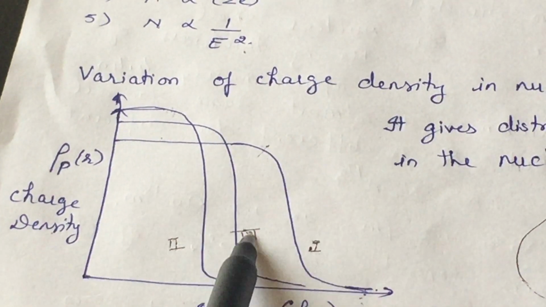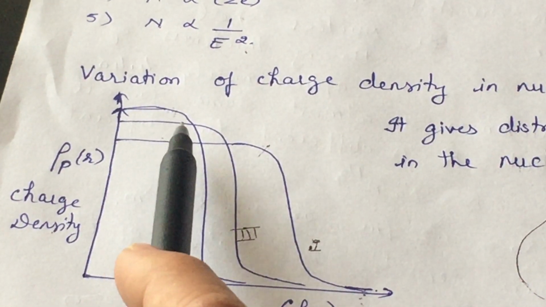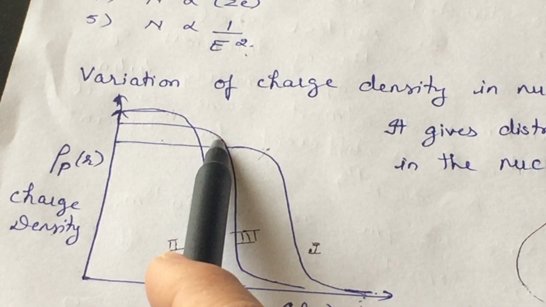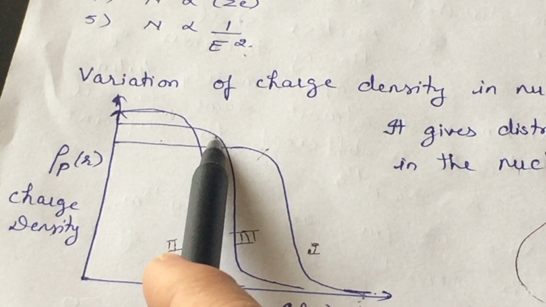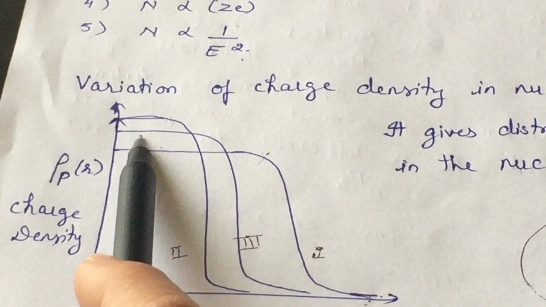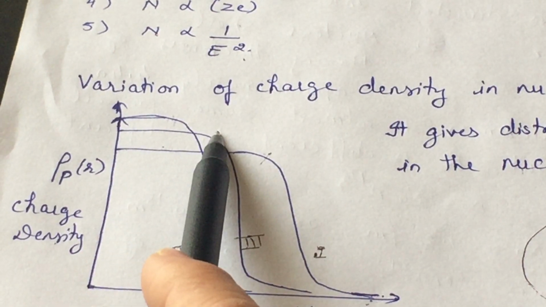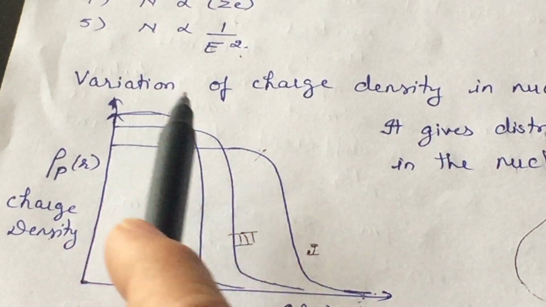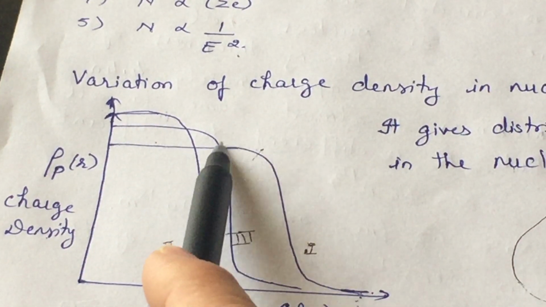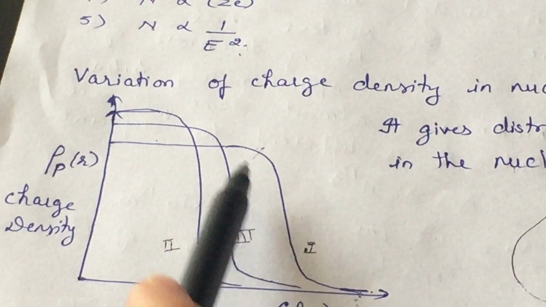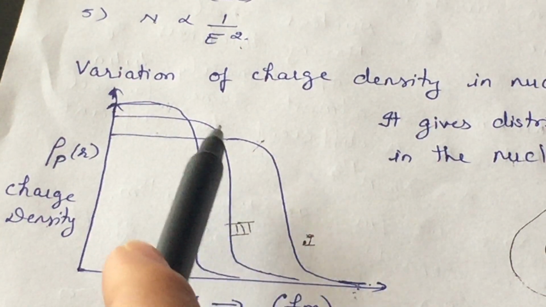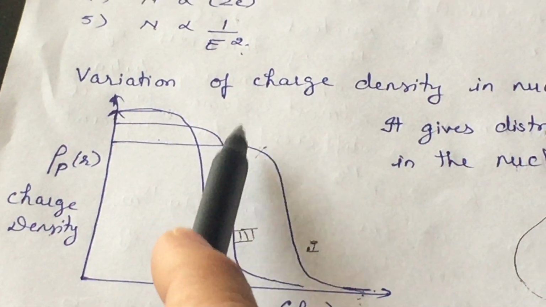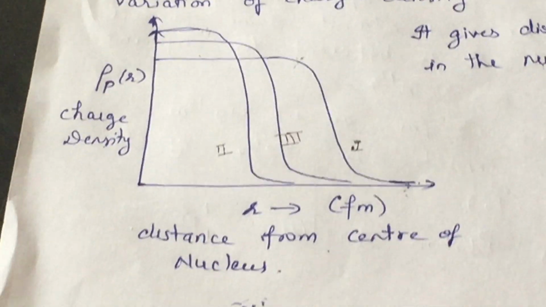For mid elements, having not a very small number of protons or a very large number of protons, this is the charge distribution. This lies in between the lighter nuclei and the heavy nuclei, and after a certain point the charge density starts to decrease. It means the number of protons decreases after a certain range.